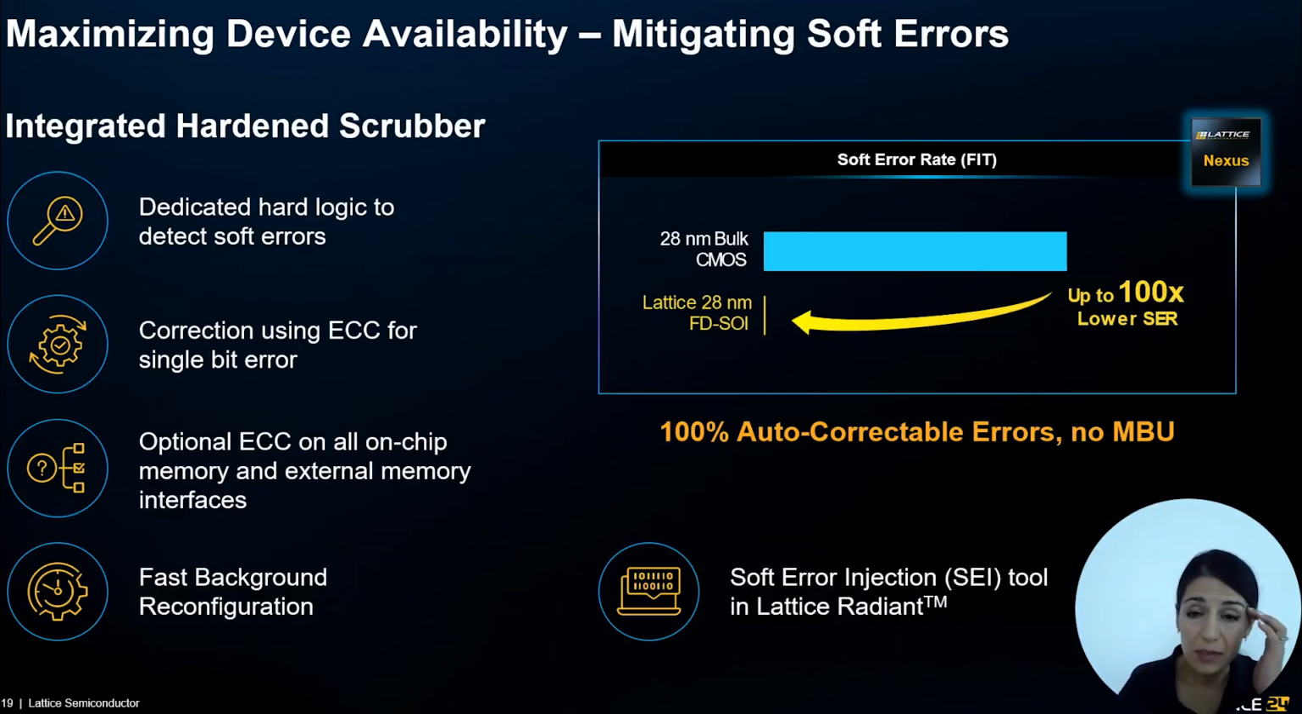So in the case that there is a single event upset, another important consideration is mitigating soft errors. In this example here, the device has an integrated hardened scrubber. The detection is performed on a frame-by-frame basis. It can be leveraged in one-shot or continuous mode, and basically it detects, flags, and optionally corrects single-bit errors. The hardened scrubber lets you benefit from this recovery, and you don't have to consume valuable logic resources in your FPGA to implement this capability. You have it hardened in the FPGA and are able to maximize the availability and uptime of this device in your system.